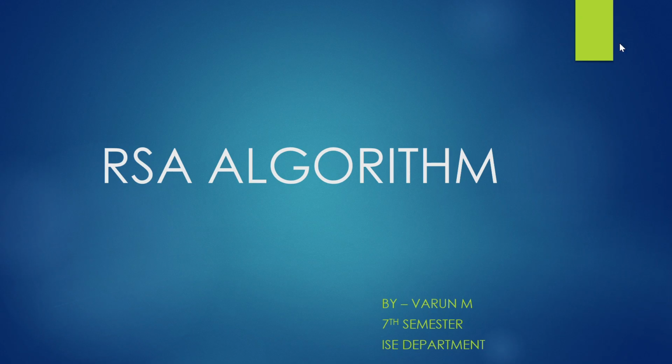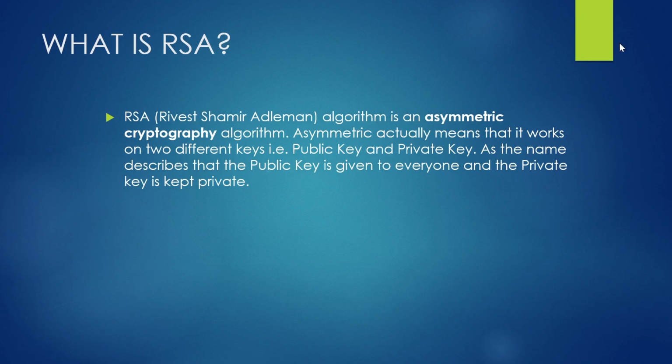RSA algorithm. The RSA algorithm is an asymmetric cryptography algorithm. Asymmetric actually means that it works on two different keys, a public key and a private key. As the name describes, the public key is given to everyone and the private key is kept private.